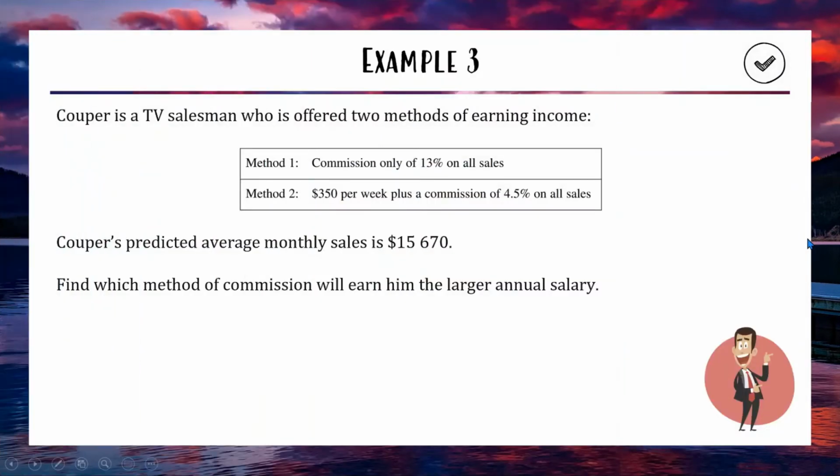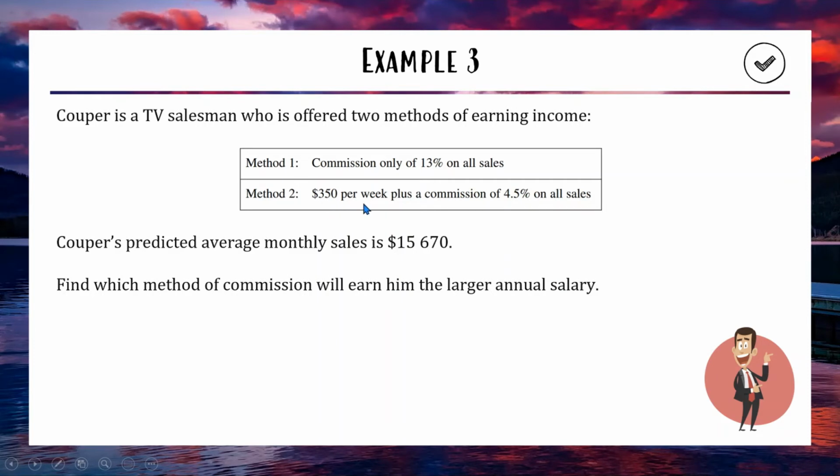Okay, up next we got example 3. This is another commission example. We have Cooper, who is a TV salesman, and he's offered 2 methods of earning income. So we can pick between these two. Option 1 is that he's going to get 13% of all sales back to him as commission. Method 2 has a lower rate of commission. For method 2, he'll only get 4.5% of all his sales back. However, he's always going to get a base rate of $350 per week.